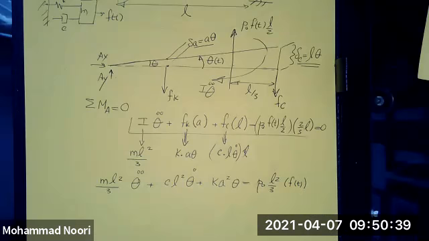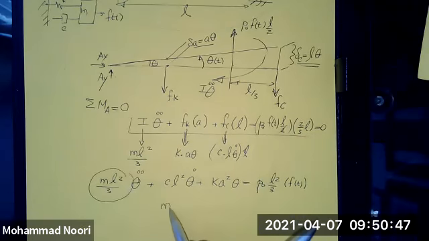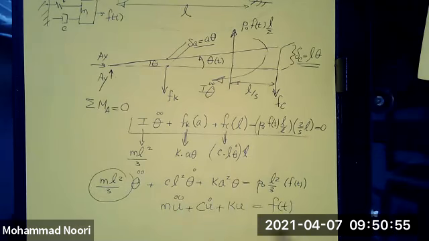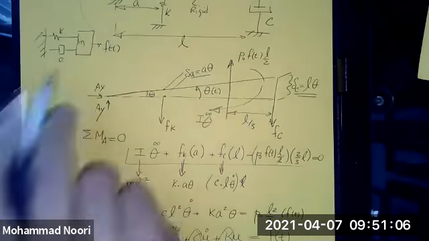And that's because this 2 and 2 cancel out. So this is the equation of motion. So again, look here. Compare that with m u double dot plus c u dot plus k u is equal to f of t, right? This is the mass equivalent. This is the damping equivalent. This is the k equivalent in this model, right?